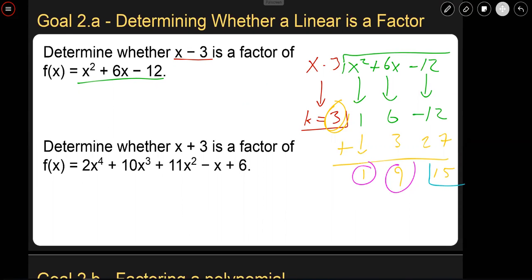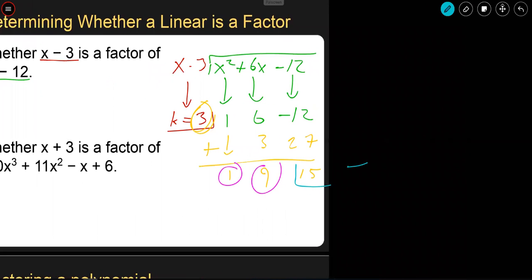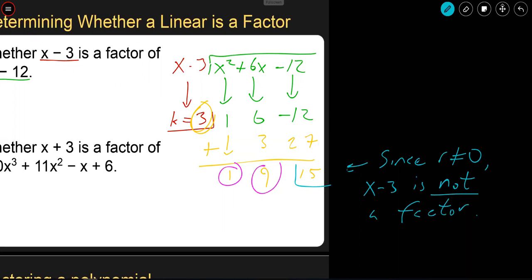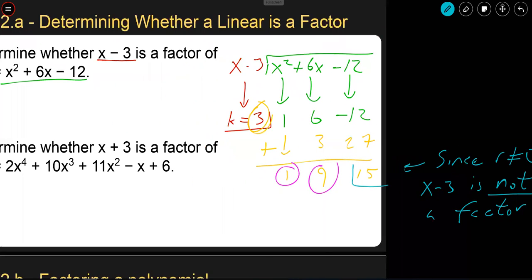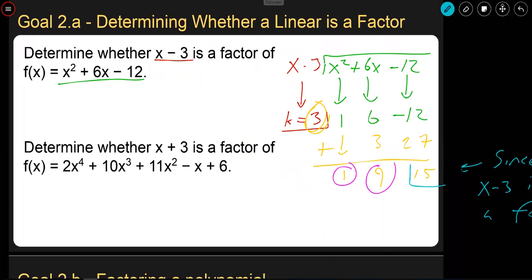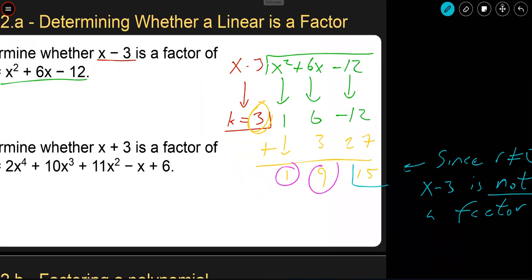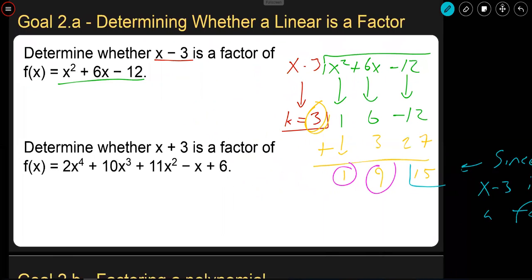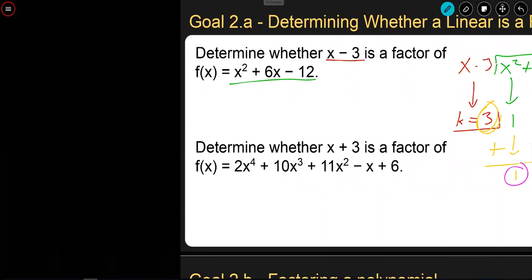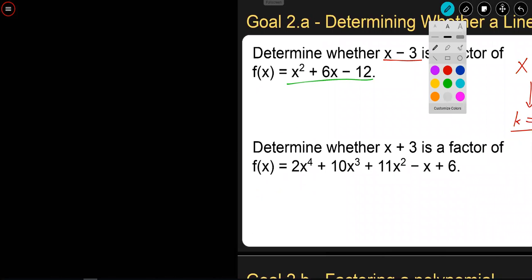Well, by the remainder theorem, or by the factor theorem, I mean, since my remainder is not 0, that means that x minus 3 is not a factor. So it's not a factor of the original function, x squared plus 6x minus 12. It did not divide evenly. It left a remainder. It's as simple as that. Let's try it again with this other one.